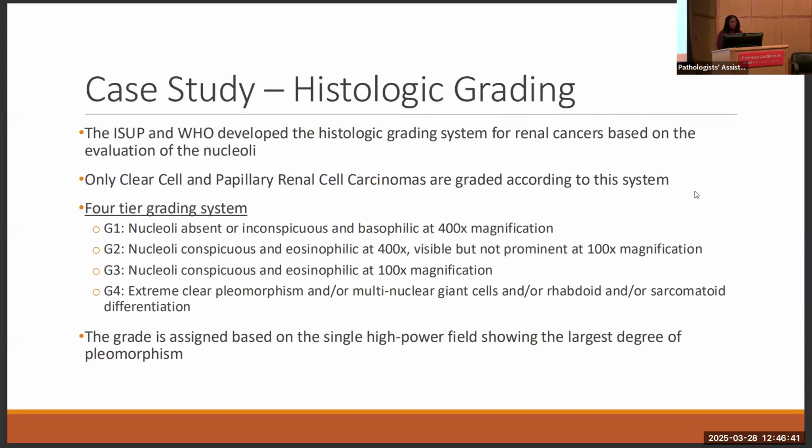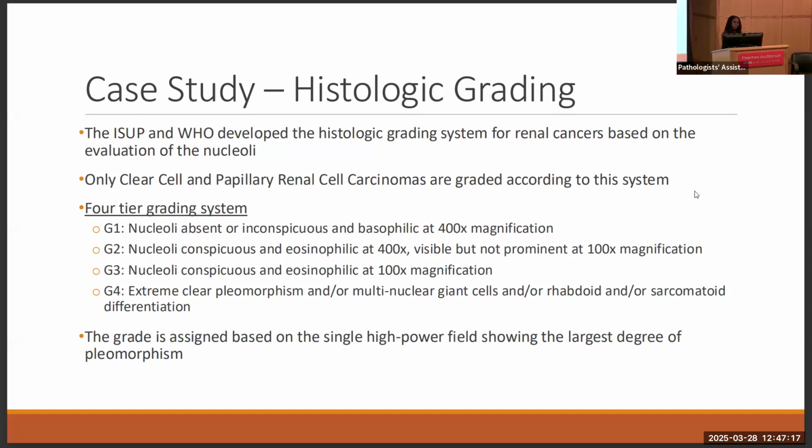Before showing the higher power images of the cancer cells, I would like to take a moment to discuss the histologic grading of renal cancer cells. The International Society of Urologic Pathology, combined with the World Health Organization, developed a grading system for renal cell carcinomas based on the appearance of the nucleoli. There are three main types of renal cell carcinomas, including clear cell, papillary, and chromophobe. Currently, only clear cell and papillary carcinomas are graded using this grading system.